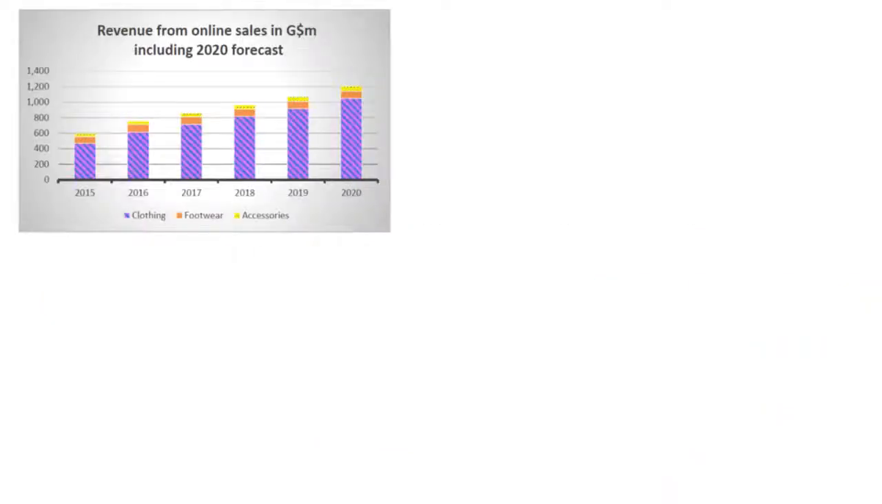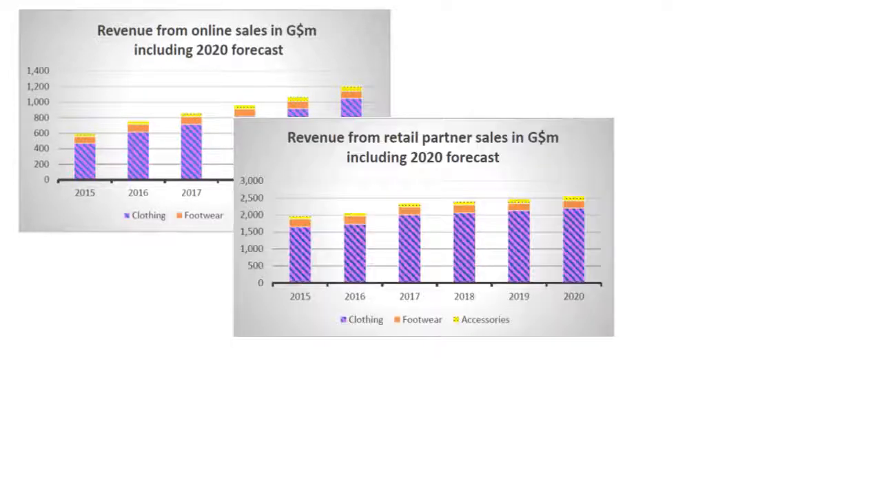The next page contains some graphs showing performance for the last 4 years. A couple of points to note. It does look like most of the growth has come from clothing. There appears to be some growth in accessories, but very little in footwear. We need to think about whether the footwear company acquired is as successful as hoped.